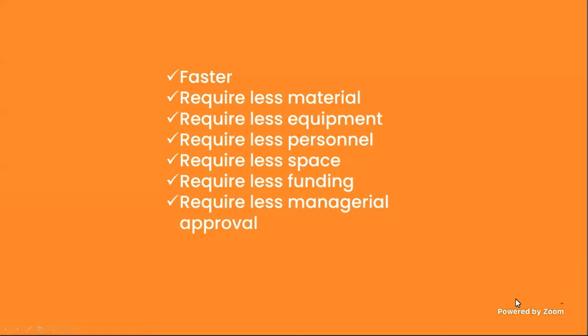So on top of something being faster, you might like your process, your operation to require less material. Maybe it could use less equipment because equipment is expensive and usage of equipment is expensive. How about less personnel? What if it took less space or required less funding? Or, this is an interesting one, what if you needed less managerial approval? Would that make your process a little easier? Where you don't have to go get say-so from somebody? These are just some ideas of things that might matter to you when it comes to optimization.